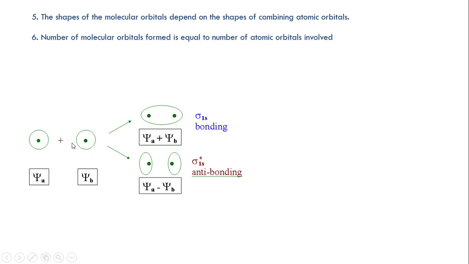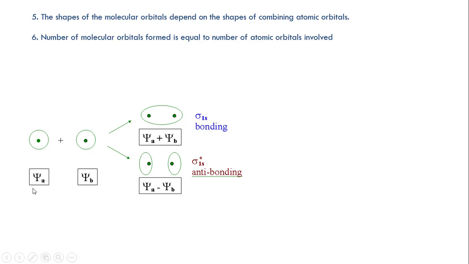This is a spherical shape, meaning s orbital and s orbital. Both atomic orbitals are combining. How many orbitals are combining here? Two atomic orbitals are combining, and they give two molecular orbitals. When they combine with each other, there are two possibilities, because the orbitals have a wave nature.